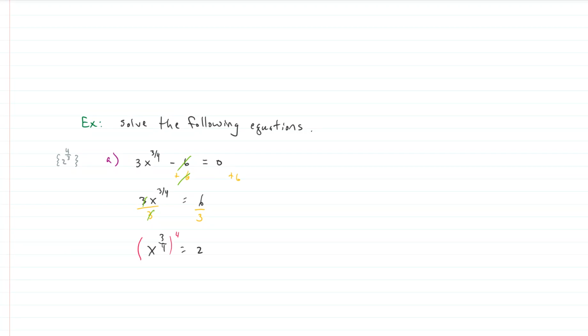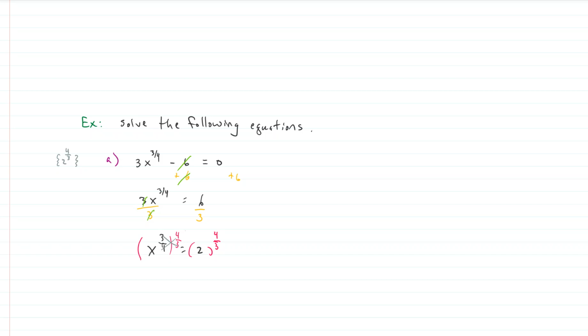Now, we flip the exponent, right? So we raise this to the 4/3 on both sides. And you can see the 4s and the 3s cancel each other, because when we have a value raised to a power, all raised to another power, we multiply the exponents. So we get 12 over 12, which is just 1.